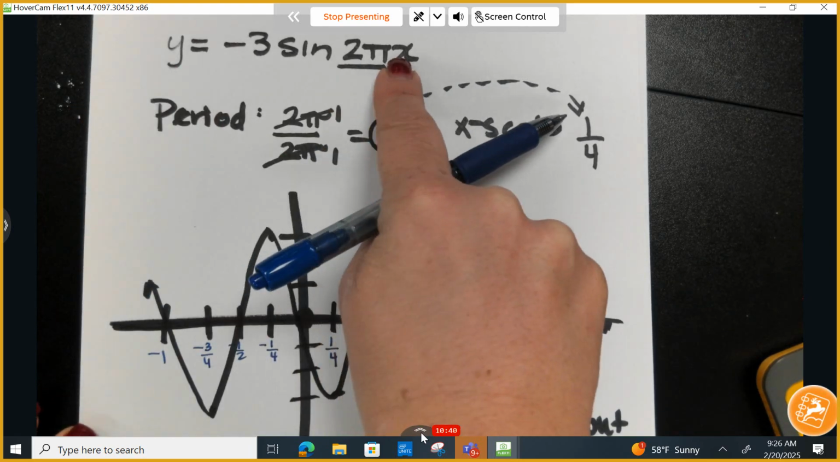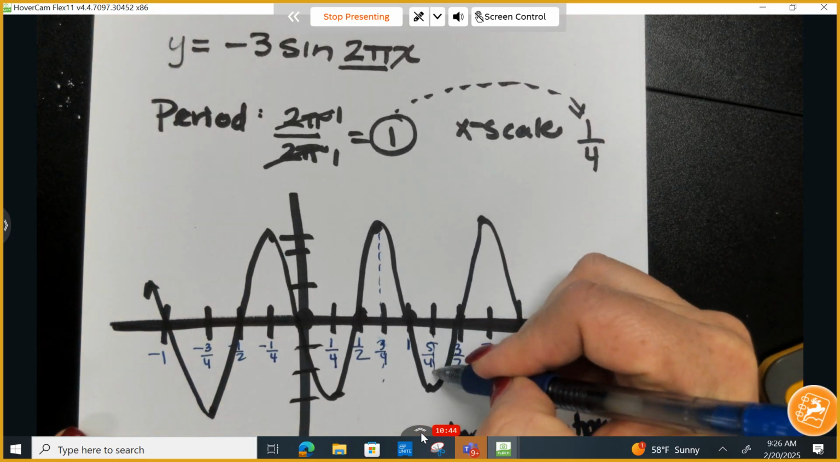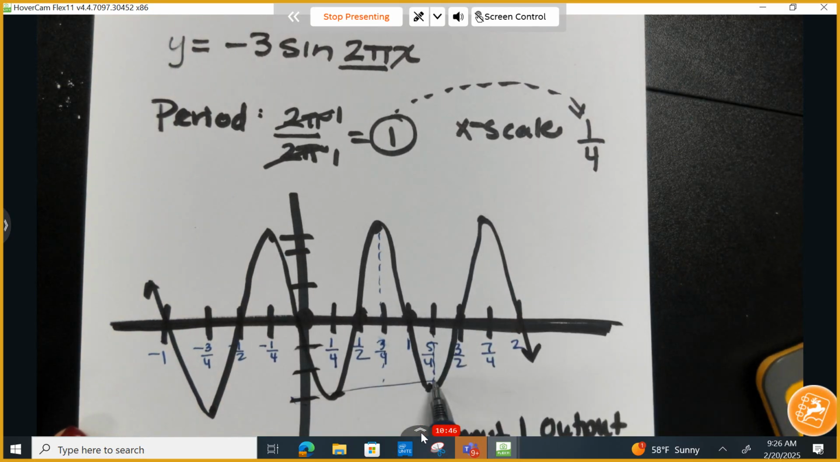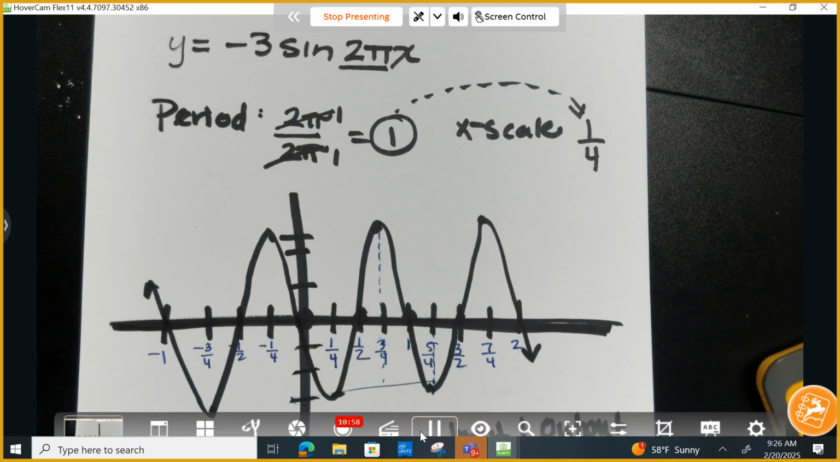Please evaluate this function at 5/4. I find 5/4, I go up or down until I hit the function, and the answer is -3. One last one. Please evaluate this function at -1. At -1, it's actually on the x-axis, which has a y value of 0.